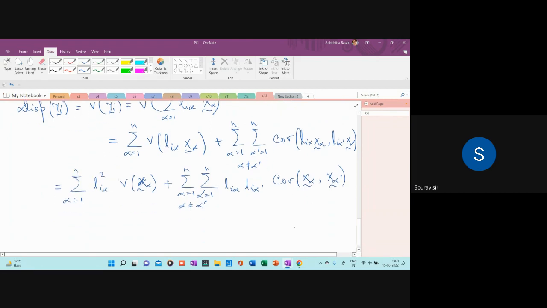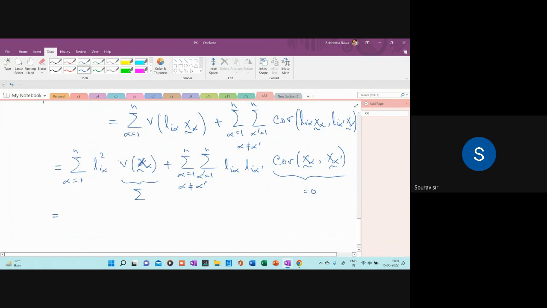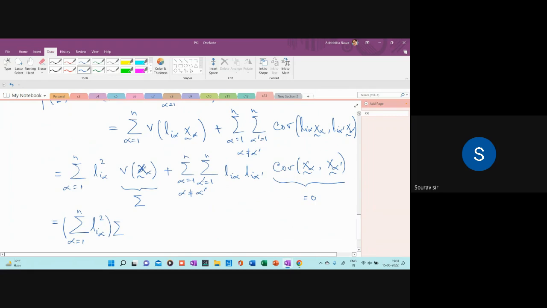So what we came to know is that this portion is actually 0, since all the setup is independent, and this portion gives me sigma, that is the dispersion of the individual x vectors. So this portion 0 will imply that the whole portion is 0. So we are only left with alpha running from 1 to n, Li square into sigma. So that is the thing, because that portion is particularly 0. Okay, so now this is the variance of yi.